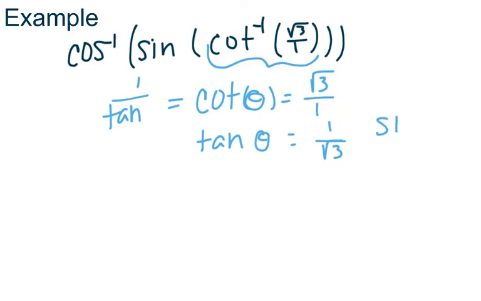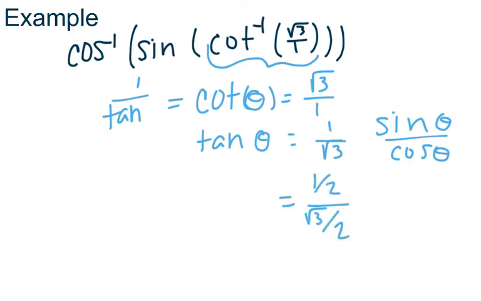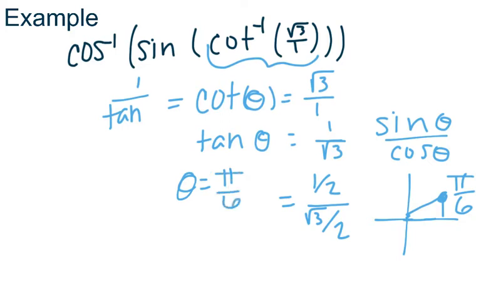Well, tangent, I know, is defined as sine theta over cosine theta. So I get 1 over root 3 when my sine equals 1/2 and my cosine equals root 3 over 2. And that happens on my unit circle at the angle pi over 3. Sorry, I had that backwards. My cosine here is my x, and my sine is my 1/2. So it's pi over 6. Right here is my angle. So for the very inside part, I have cotangent inverse of root 3 over 1, and for that part, I get that my theta equals pi over 6.